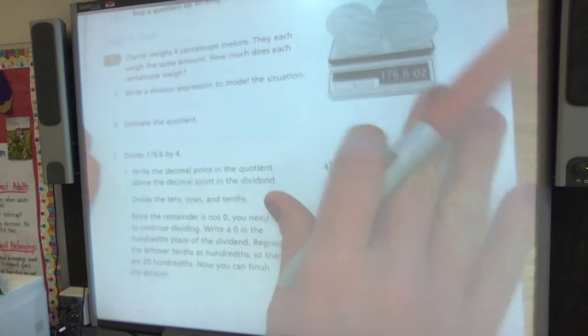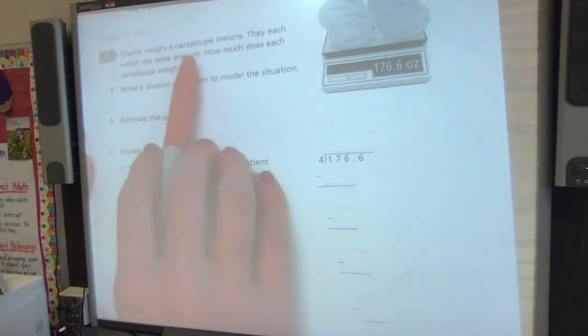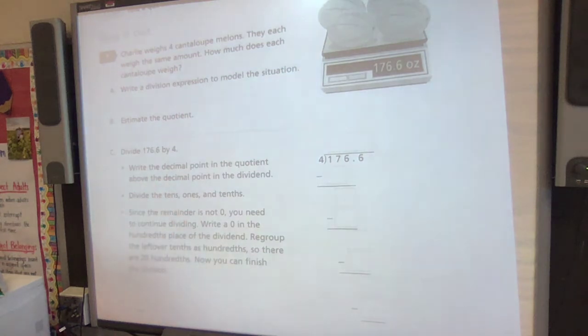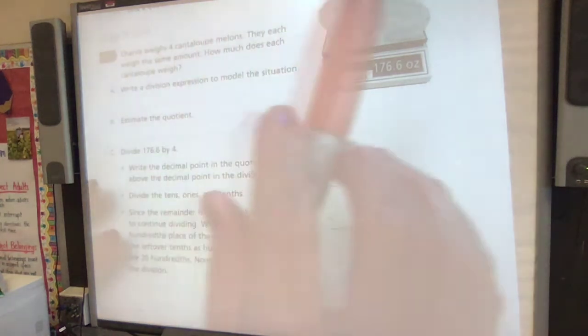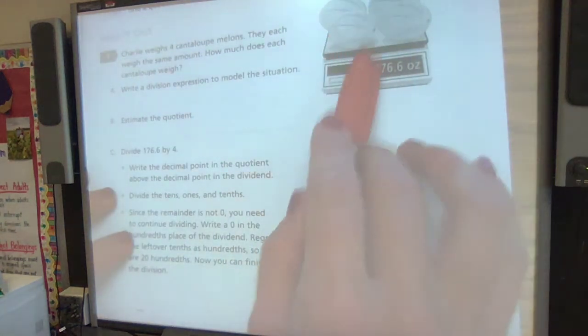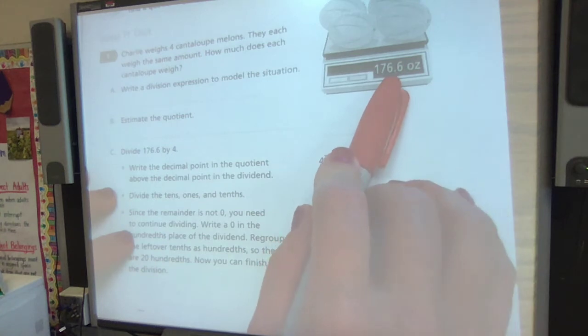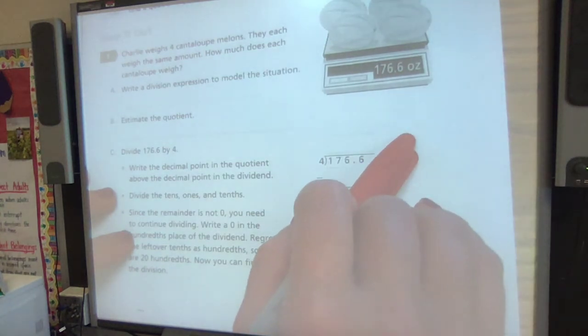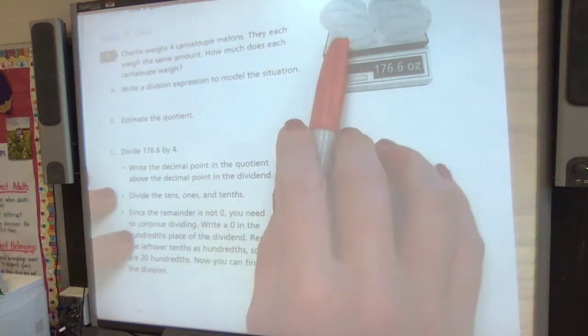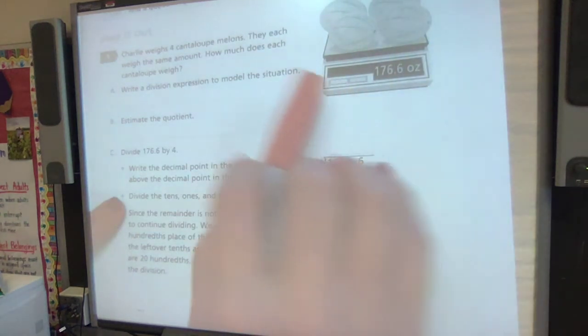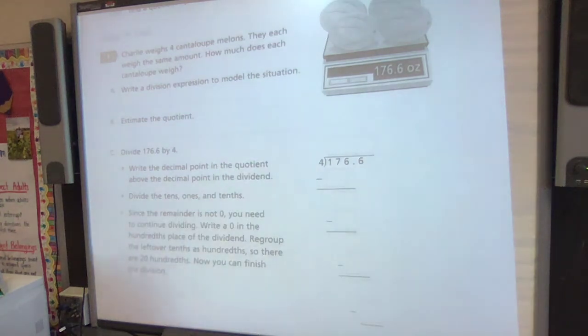So let's look at the first question. Charlie weighs 4 cantaloupe melons. They each weigh the same amount. How much does each cantaloupe weigh? So I can see here he's got his 4 cantaloupes. All together they weigh 176 and 6/10 ounces. But I want to know how much each, or one, cantaloupe weighs.